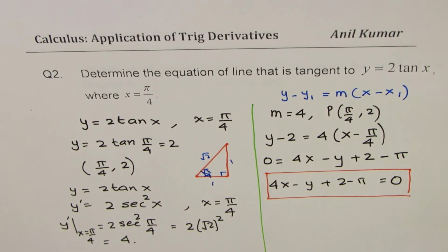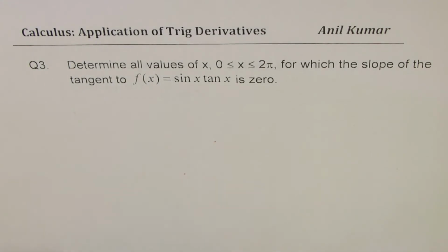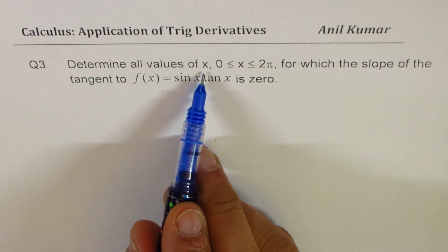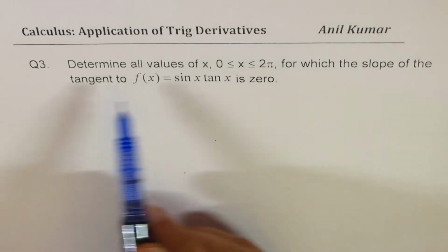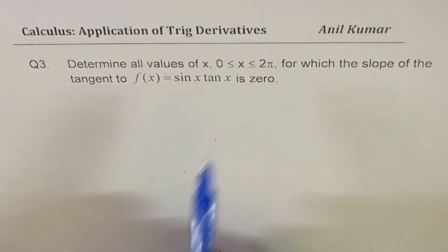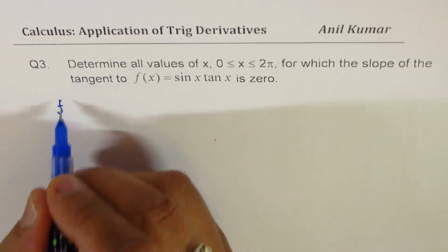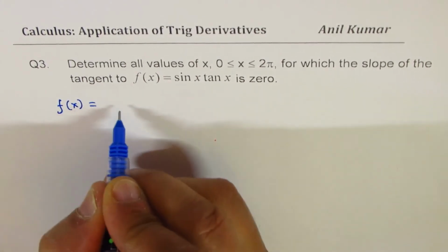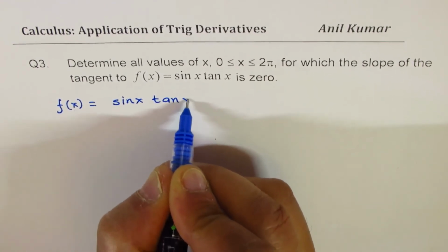So I hope that's absolutely clear. So let's move on and solve the other two questions. Question 3. Determine all values of x where x is between 0 to 2 pi, for which the slope of the tangent to f of x equals sine x tan x is 0. So the slope of the tangent is 0. Well, let's first find the derivative. f of x is sine x tan x.